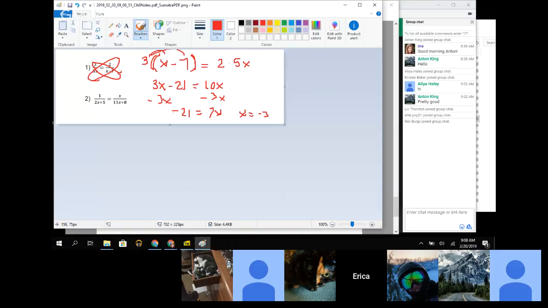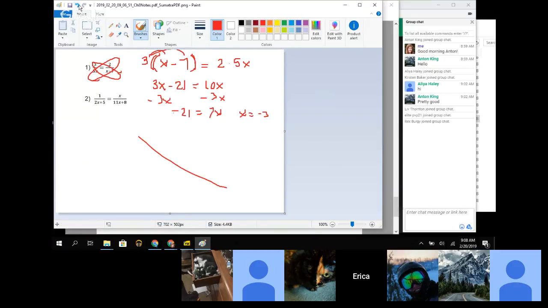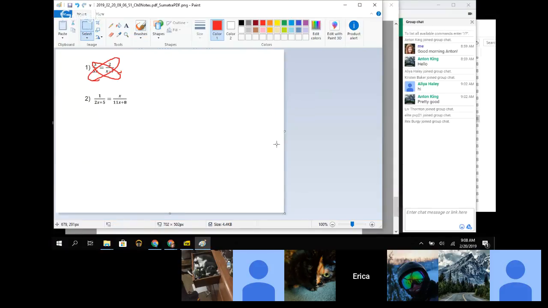So we did that on Monday. That's why I did that really quickly, right? So let's look at number 2. Is number 2 the same scenario as number 1? And what I mean by the same scenario is, is it a ratio equals a ratio, a fraction equals a fraction? And it is. It's a fraction equals a fraction.